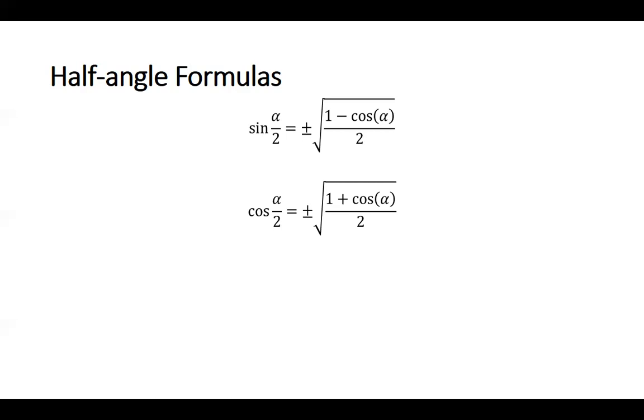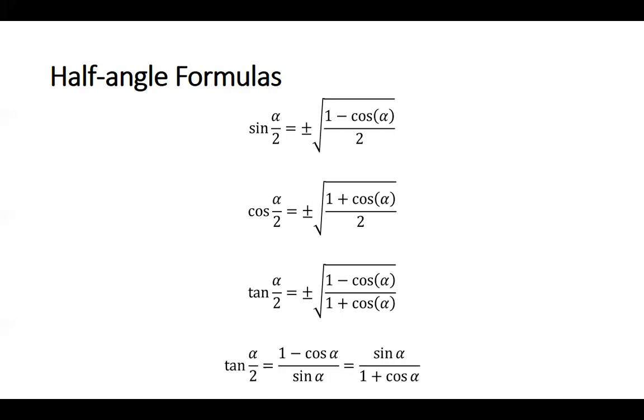Cosine alpha over 2 is equal to plus or minus the square root of 1 plus cosine alpha over 2. And tangent alpha over 2 is equal to plus or minus the square root of 1 minus cosine alpha over 1 plus cosine alpha. And then another one for tangent alpha over 2 is 1 minus cosine alpha over sine alpha, which is equal to sine alpha over 1 plus cosine alpha.